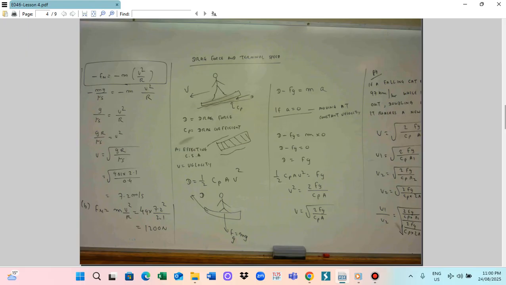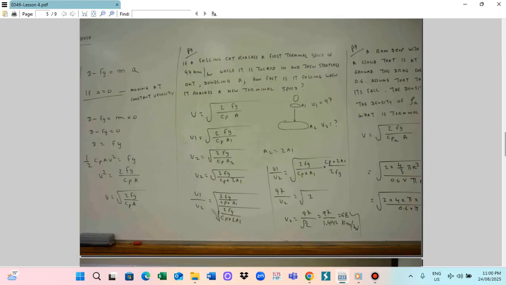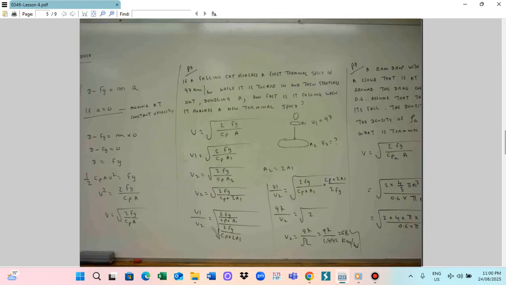So V squared is equal to 2Fg divided by C_D times A. So V is equal to the square root of 2Fg by C_D times A. So this is the constant velocity, which can be calculated by this formula. This is the terminal velocity formula.